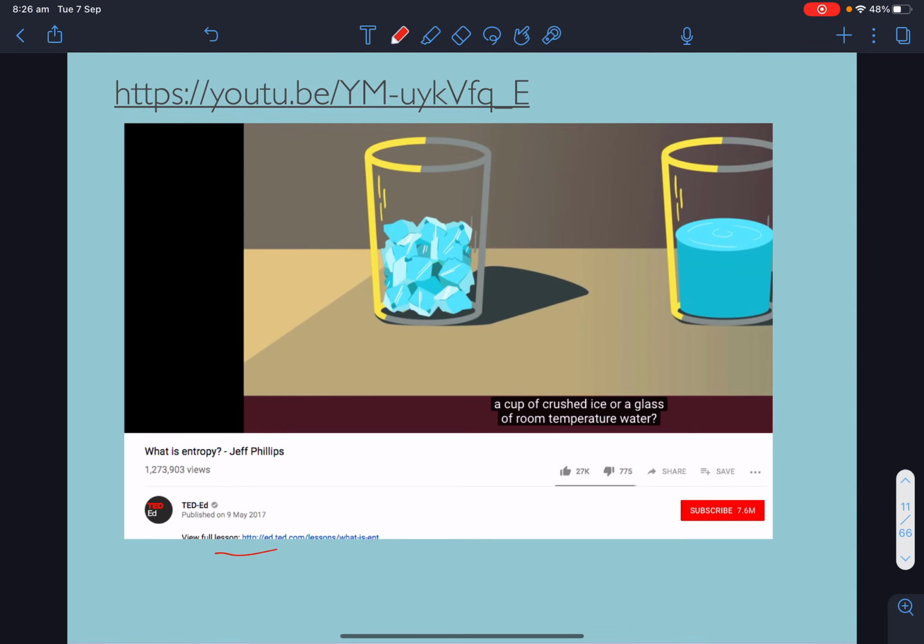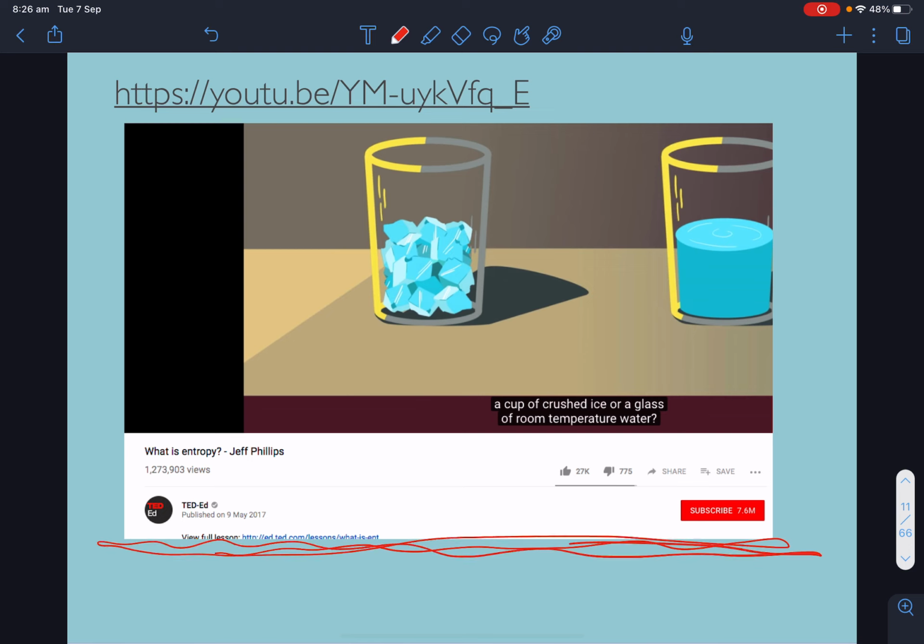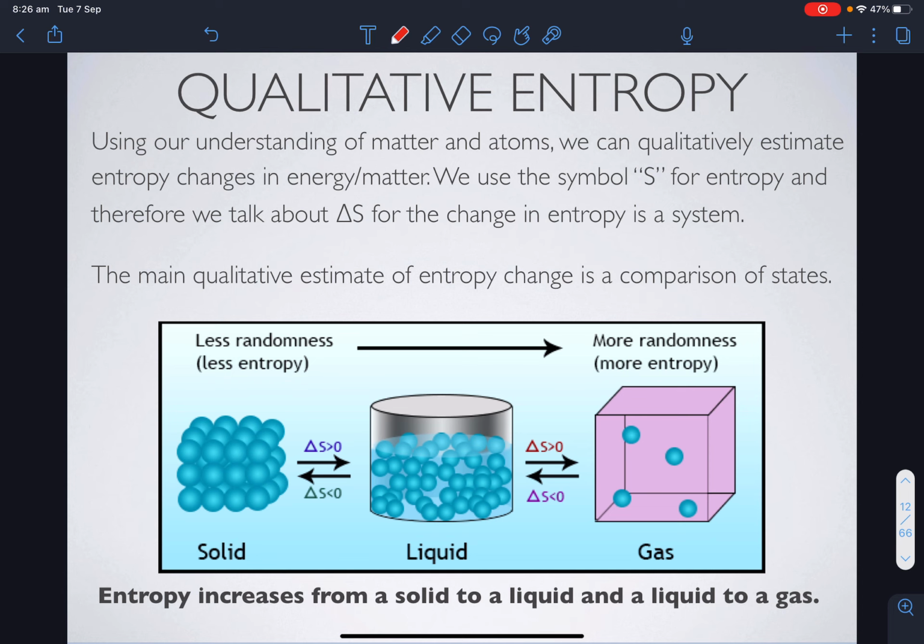Okay, this video is so good about thinking about entropy, and it starts to introduce talk about probability, which we'll get to right now. Okay, so qualitative entropy. So our understanding of matter and atoms and how they're arranged, we can qualitatively estimate entropy changes in energy and matter. And we use the symbol capital S for entropy. And so therefore, if we talk about changes in entropy, we're using the symbol delta S. So kind of like delta H for enthalpy, we talk about entropy as S and the change in entropy as delta S. Okay? The change in entropy in the system.